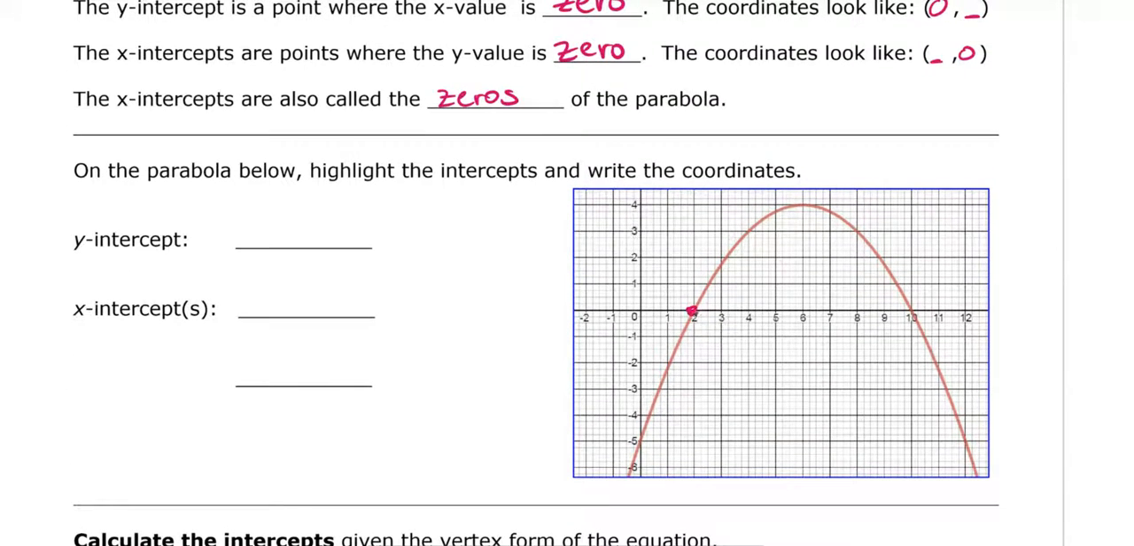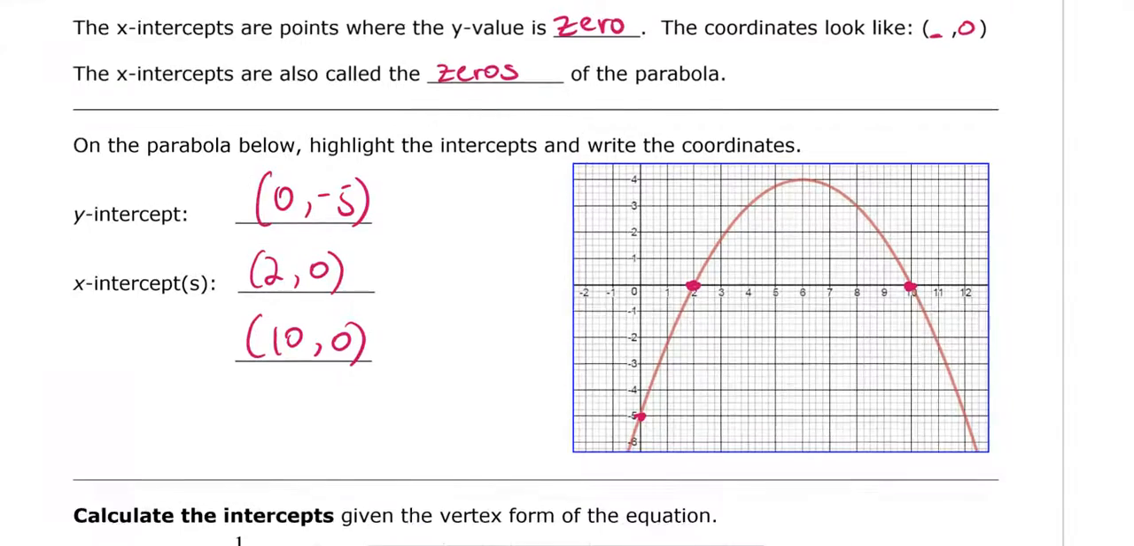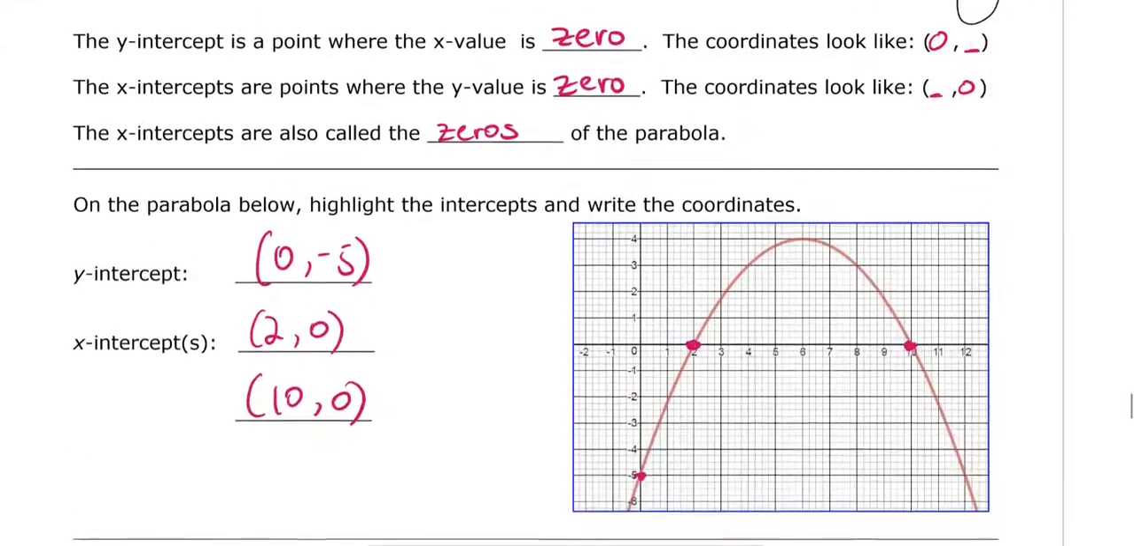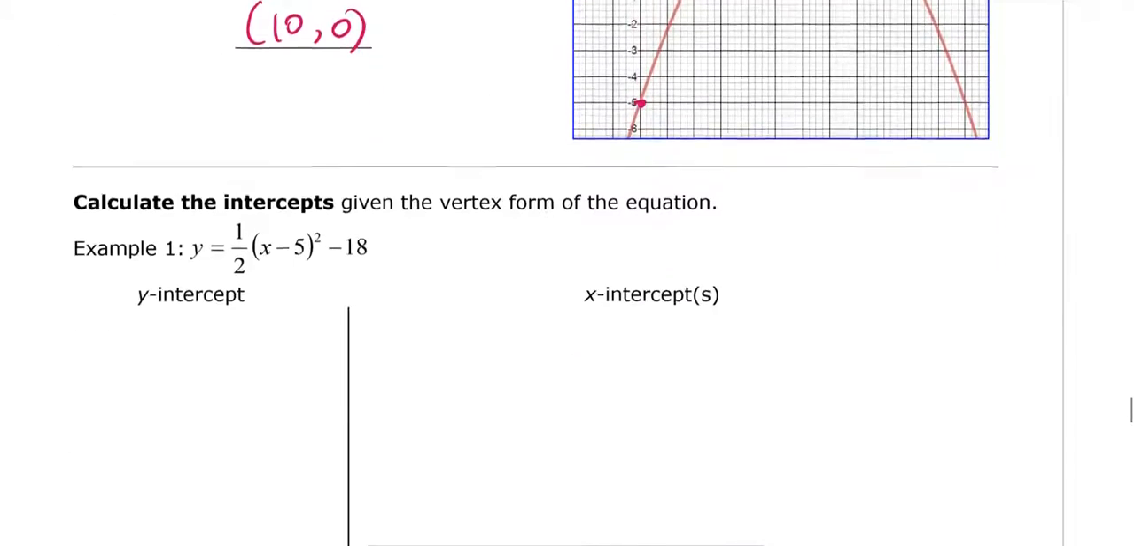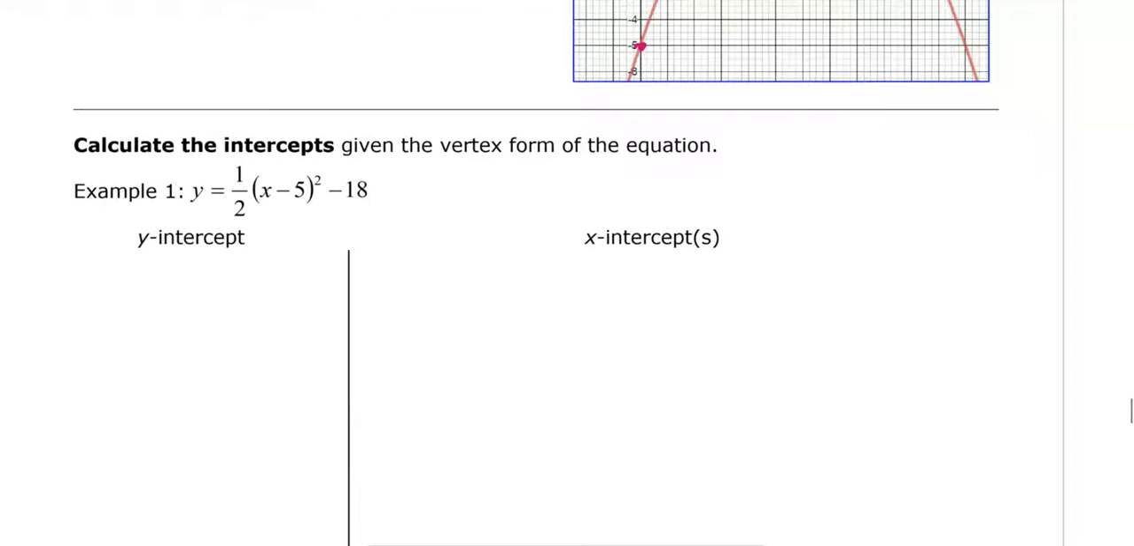So here we have an intercept at 2, here we have another one at 10, and so those are my x-intercepts, 2 and 0, and 10 and 0, and I have a y-intercept down here at -5. So 0 and -5 is my y-intercept. Okay, so let's calculate the intercepts given a vertex form of the equation.